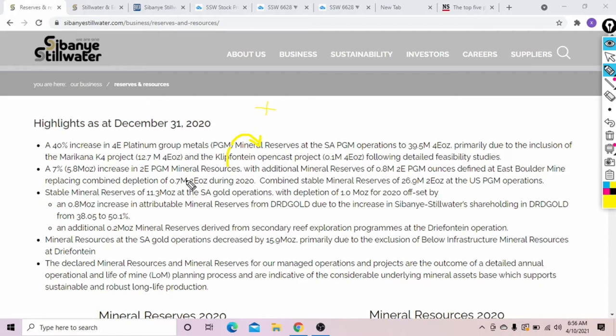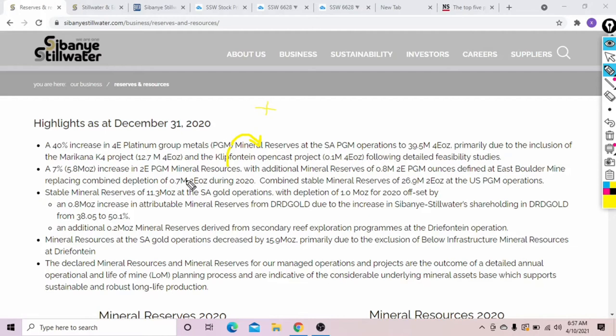Like I said before, we are mining, depleting assets in the mining industry. So as you mine, you are depleting your ground, you're depleting your assets. But the more you do this exploration, the more you find these resources, and then you convert them into mineral reserves, meaning that now you are replacing what you have depleted, meaning that you are adding more assets.